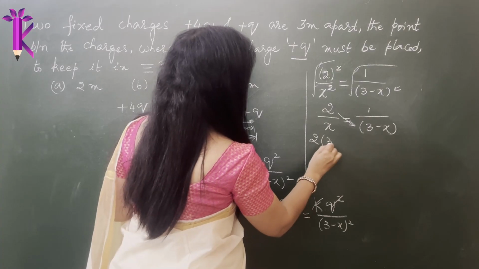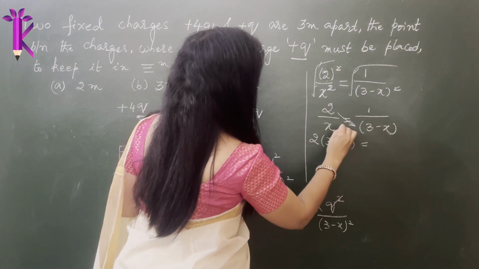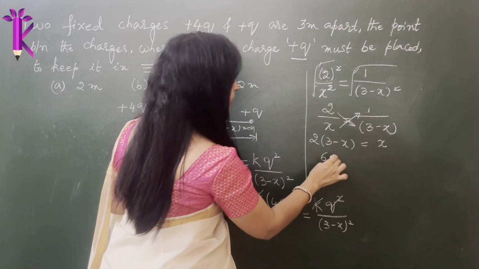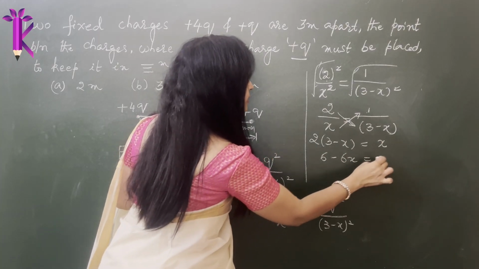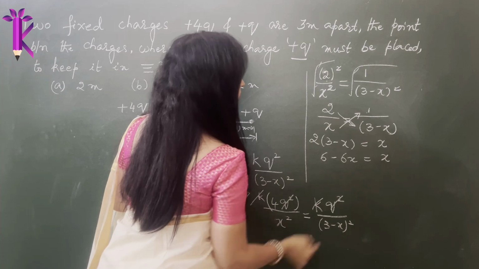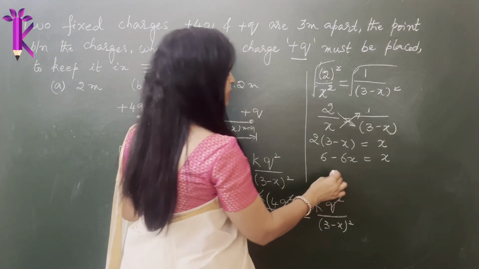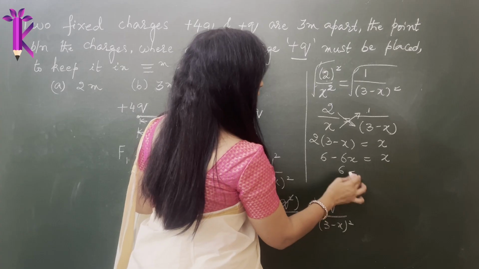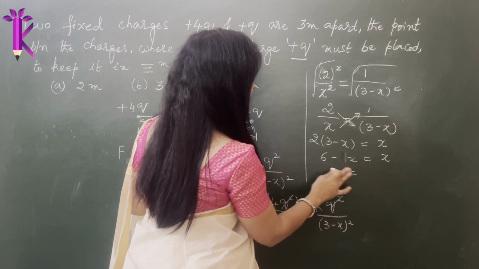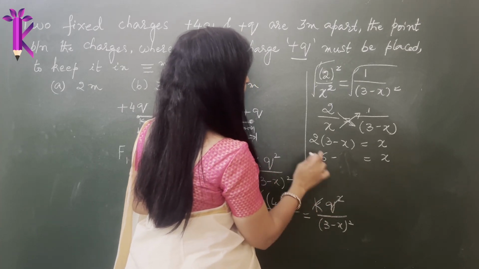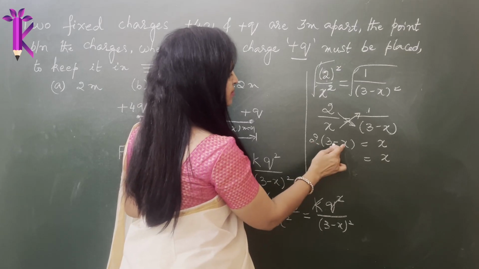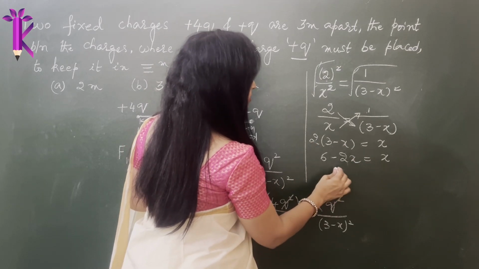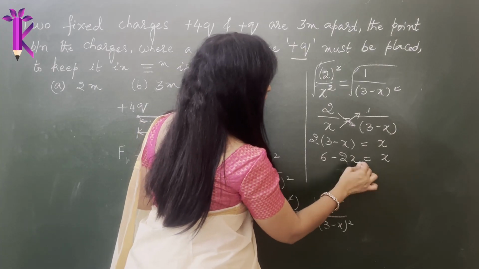So 2 times 3 minus x is equal to, cross multiply, 1 times x is x. So 2 times 3 is 6, 2 times x is 2x, sorry, it's not 6x. So 6 minus 2x is equal to x. So therefore 6 is equal to, let's send the 2x to the other side.